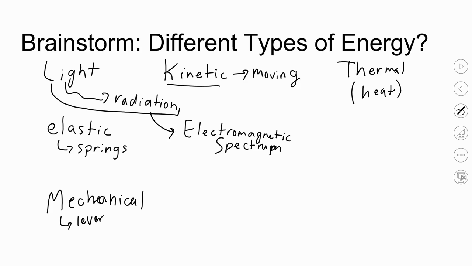Okay. Other types of energy. Chemical energy. Good. Chemical energy. Good. And this is what we talked about when we talked about bonds forming and breaking. Those bonds are storing chemical energy. So in a bond, when we form a bond, that's a way to store chemical energy. Good. Other types of energy.